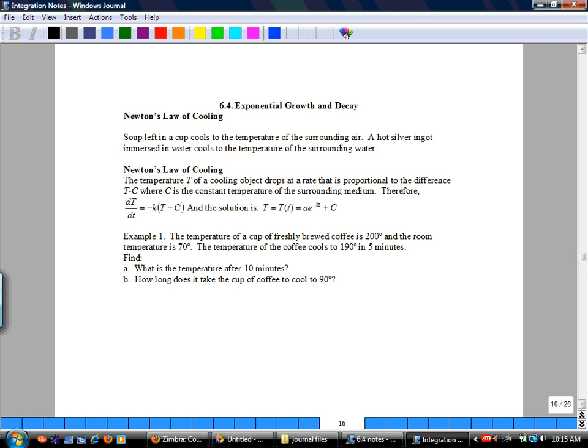Okay, so I start with an obvious one. Soup left in a cup cools to the temperature of the surrounding air. A hot silver ingot immersed in water cools to the temperature of the surrounding water. Makes sense, right? You take something hot and put it somewhere, it's going to cool to the temperature of the medium that it's sitting in. How do you make something cool faster? You reduce the air temperature.